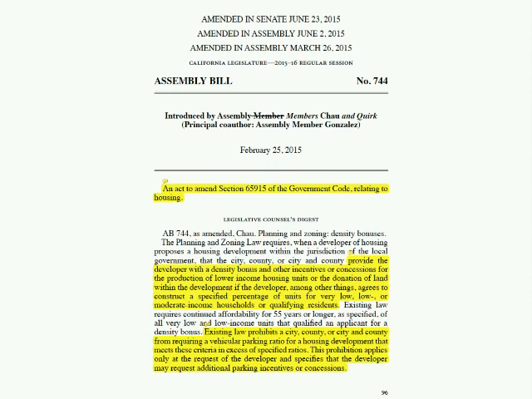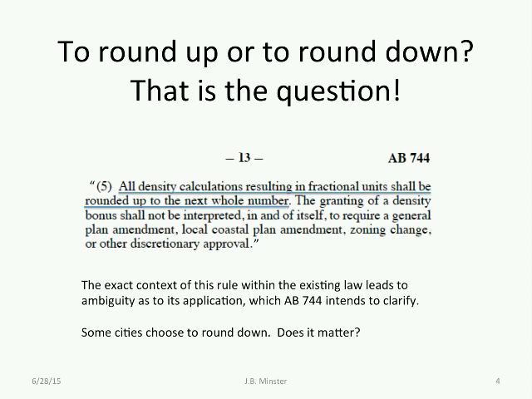AB 744 has basically two components. One of them is a density bonus. A controversial question which AB 744 intends to clarify in existing law is that density calculations resulting in fractional units must be rounded up to the whole number. It is controversial because of the place where that statement appears in the law, which leads to ambiguity as to when it applies. Some cities choose to round down, and the question is, does it matter?